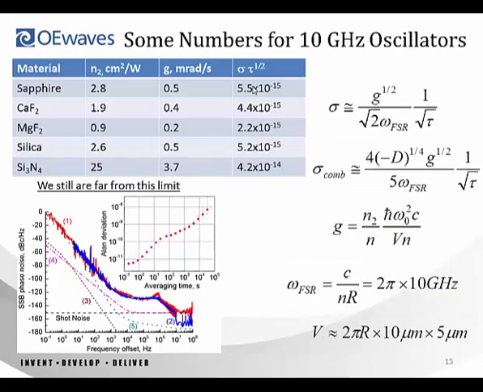So now to see where we are, I just put here a couple of materials, several examples, and Allan deviation at 1 second in the right column of this table. And you can see that it easily reaches 10 to the minus 15 at 1 second. So we are far from this point, since we are just on the order of 6 times 10 to the minus 12 at best. So we have plenty of room for improvement here.